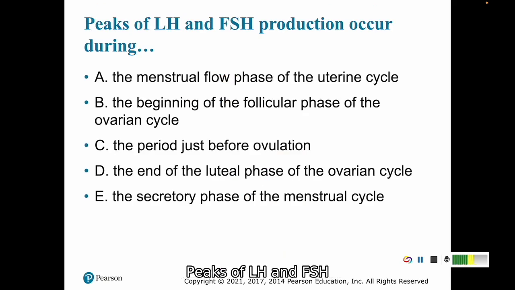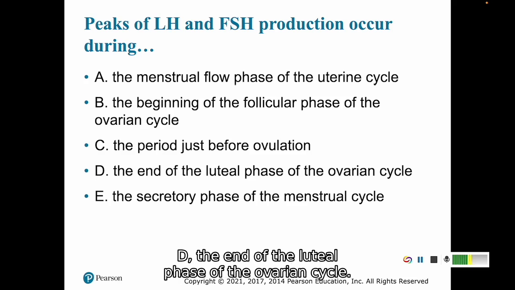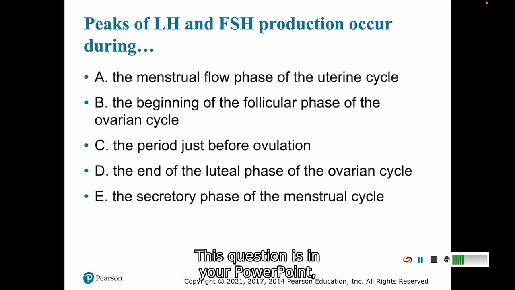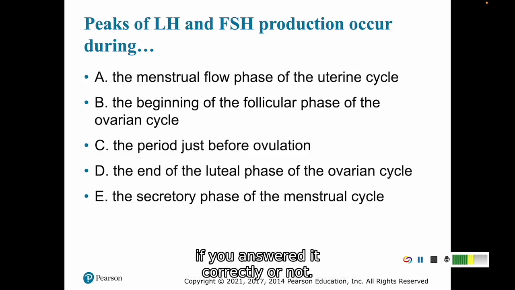Okay, peaks of LH and FSH production occur during which part? A, is that during the menstrual flow phase of the uterine cycle? B, the beginning of the follicular phase of the ovarian cycle? C, the period just before ovulation? D, the end of the luteal phase of the ovarian cycle? Or E, the secretory phase of the menstrual cycle? This question is in your PowerPoint. The answer is in the notes, so you can go back and look up if you answered it correctly or not.